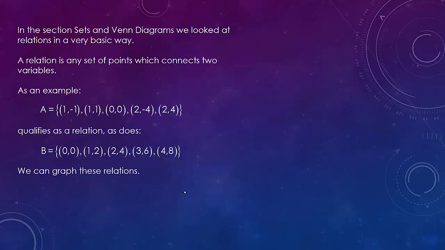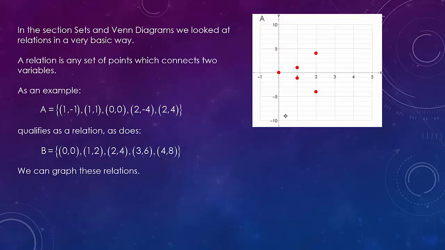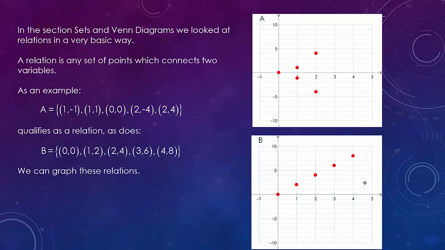We can graph these relations. So this is A, where we have 1, -1, 1, 1, 0, 0 at the origin there, 2, -4, and 2, 4. And here's B, 0, 0, 1, 2, 2, 4, 3, 6, and 4, 8. These are both examples where we have a finite set. In both cases, there are just 5 members of each set.